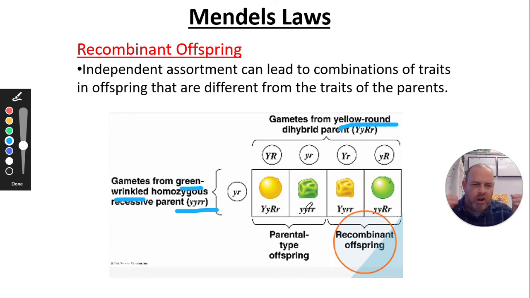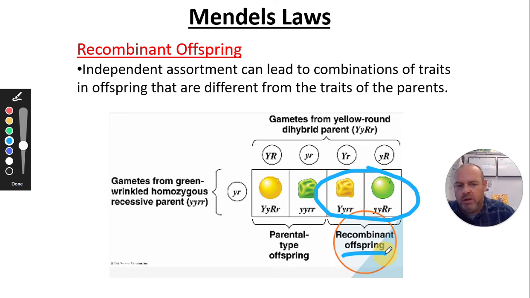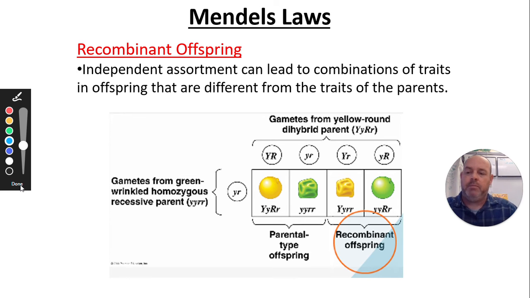So when you do the cross real quick, you can see that this is a yellow and round one, and this is a green and wrinkled one, but that's what the parents are, right? This one is the same as that parent, this one is the same as that parent. But these two over here are the recombinant ones. Yellow and wrinkled and green and round are not like the parents, so we call those recombinant. Okay, they are different from the parents.